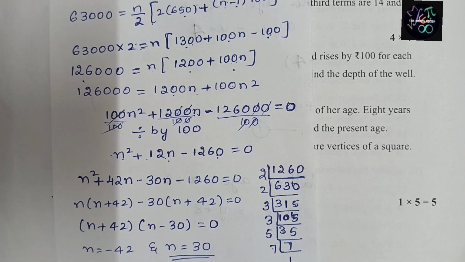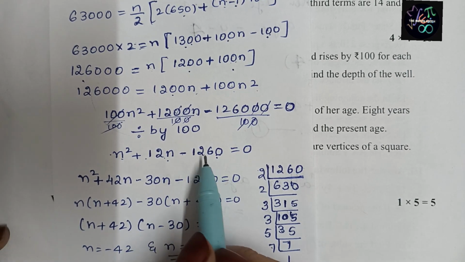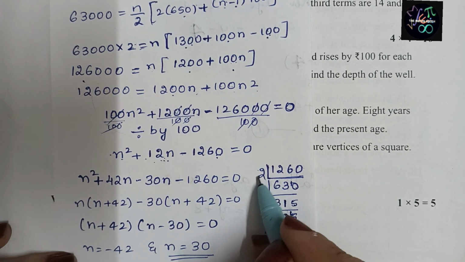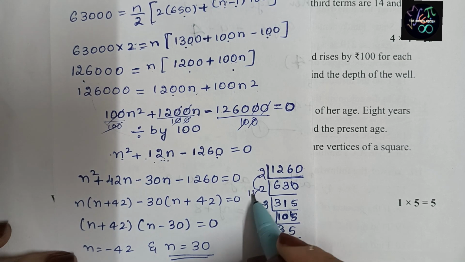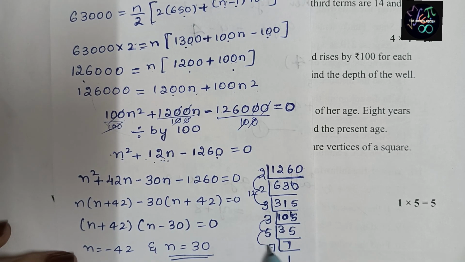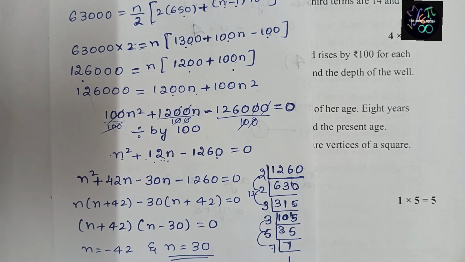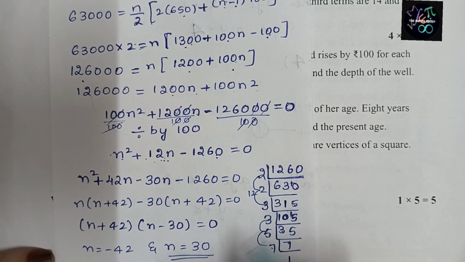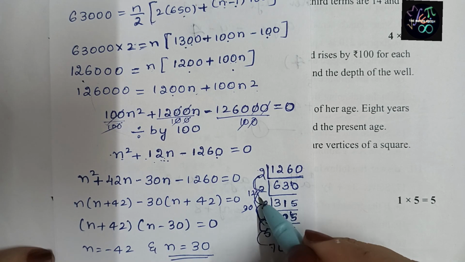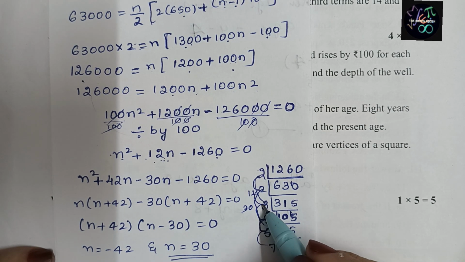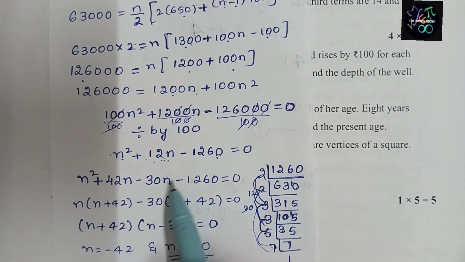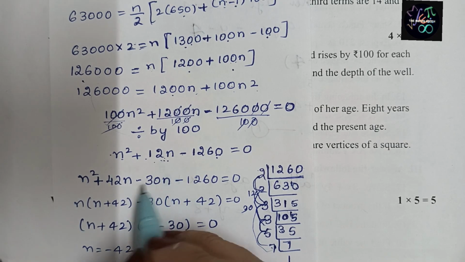Now see, we have to make two such groups that when we subtract we should get 12n, right? 2 twos are 4, 4 threes are 12. One group, 3 fives are 15, and 15 sevens is 105, it is a very big number, it is not possible. So we can go for the next number. 3 fives are 15, 15 twos are 30. Then 2 threes are 6, 6 sevens are 42. Yes, 42 minus 30 we get 12.